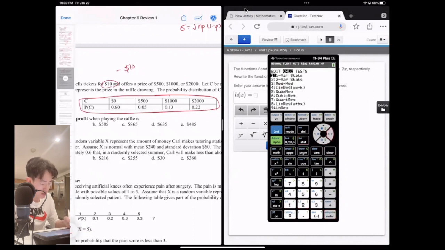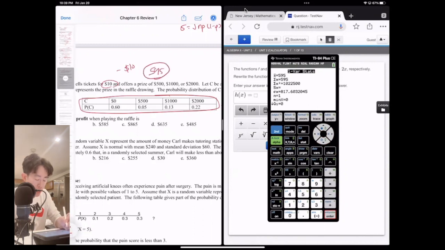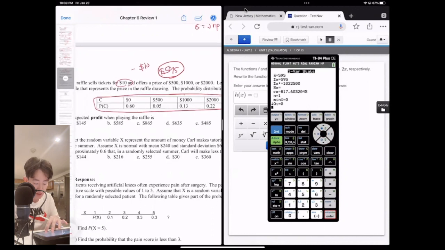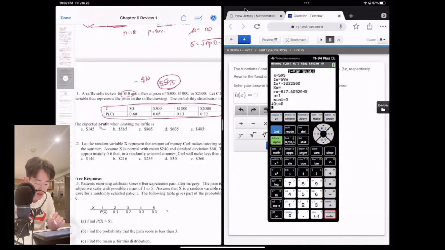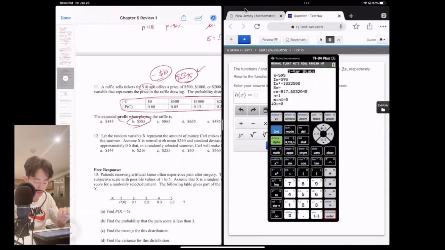Okay, so stat calc, one var stats, everything should be the same, and there we go. So it seems like our expected value is $595 as our earnings, which is quite high, but because we're talking about profit and not the revenue, you have to subtract $10 because that's the amount of money that you paid. So the answer here should be B. And if I check with the answer key for number 11, yes, that should be B for this.